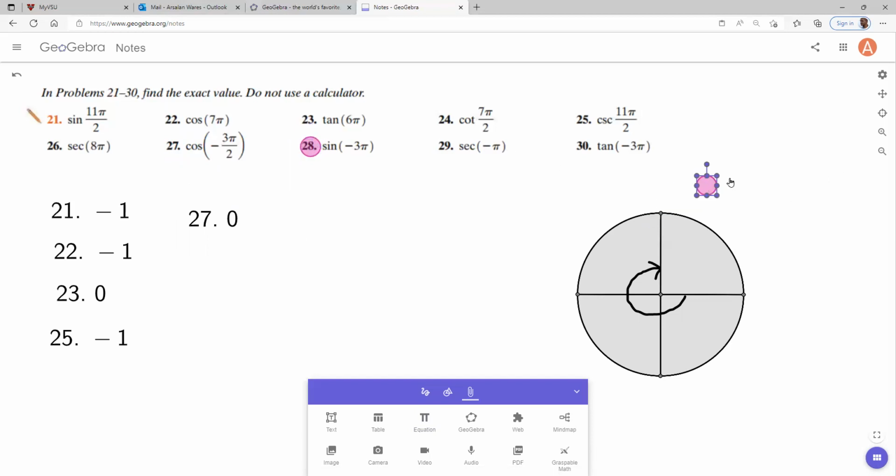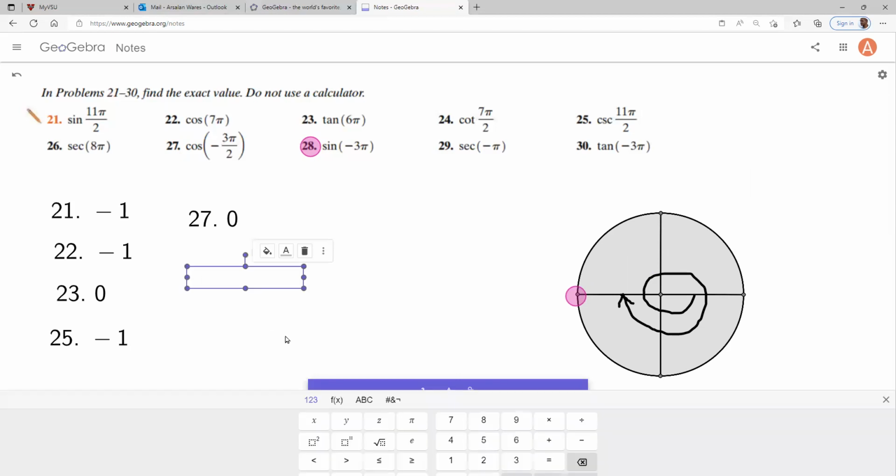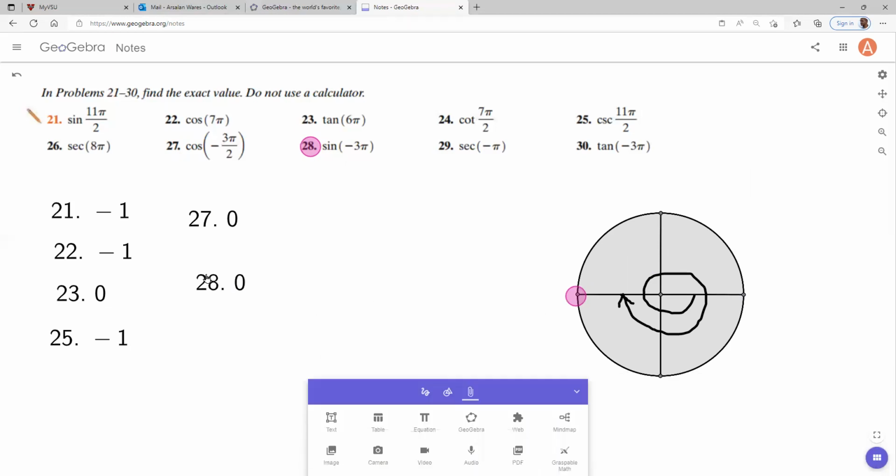Done. Let's try 28. I think you're getting it. Sine negative 3 pi. Where do we go? If I start here, 1, 2, 3, negative 3 pi. I land here. What's the sine of negative 3 pi? That's simply the y-coordinate of this point, which turns out to be 0, as you can see. And we'll try to do the next two, and we'll wrap it up.